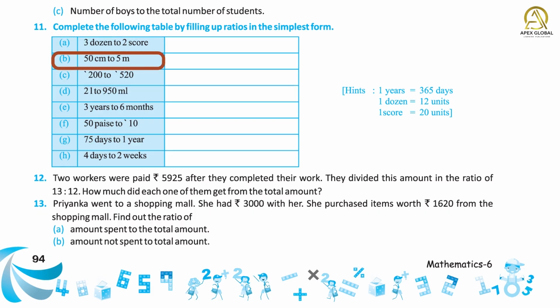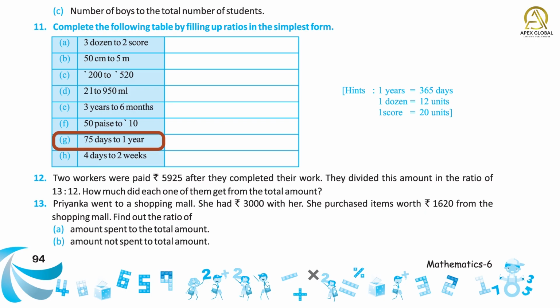B. 50 centimeter to 5 meter. Solution: 1 ratio 10. C. 200 to 520. Solution: 5 ratio 13. D. 2 l to 950 ml. Solution: 40 ratio 19. E. 5 years to 6 months. Solution: 10 ratio 1. F. 50 paisa to 10 rupees. Solution: 1 ratio 20.